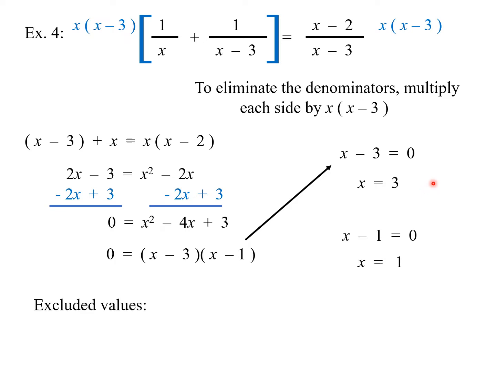Now, what are the excluded values in this case? What values of x make the denominators in the original expression 0? Well, x equals 0 is one, and x equals 3 is another. Notice that one of our solutions is an excluded value. So we just throw it away. And so our answer is x equals 1.